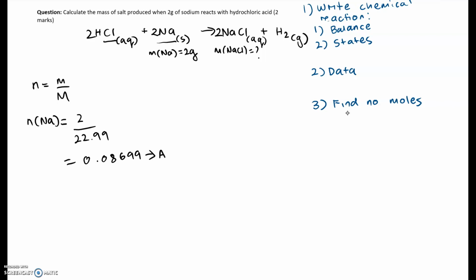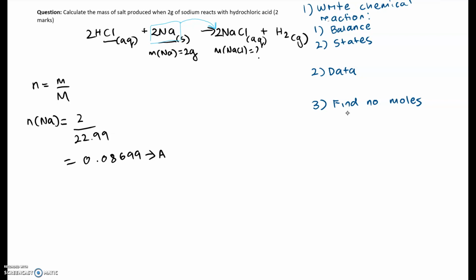Now, once I found the number of moles of one substance in this chemical reaction, if I want to find the number of moles of any other product or reagent, I must apply the stoichiometric ratio. So what does that mean?